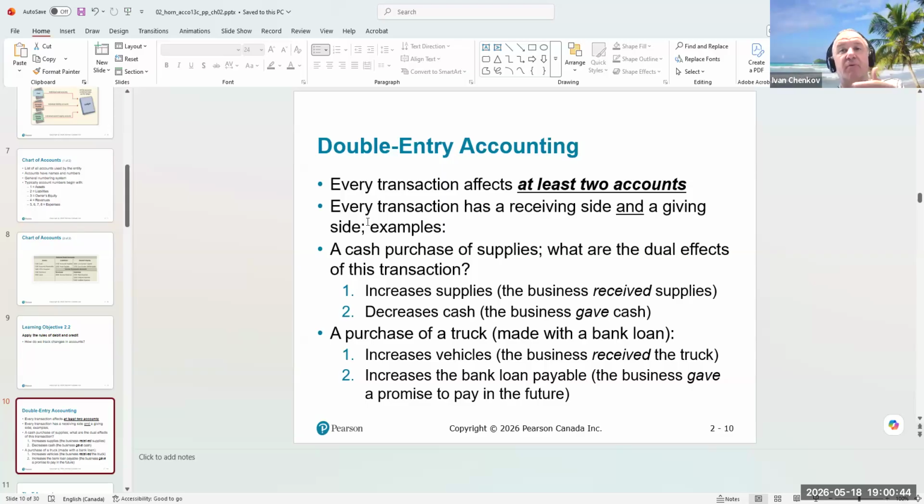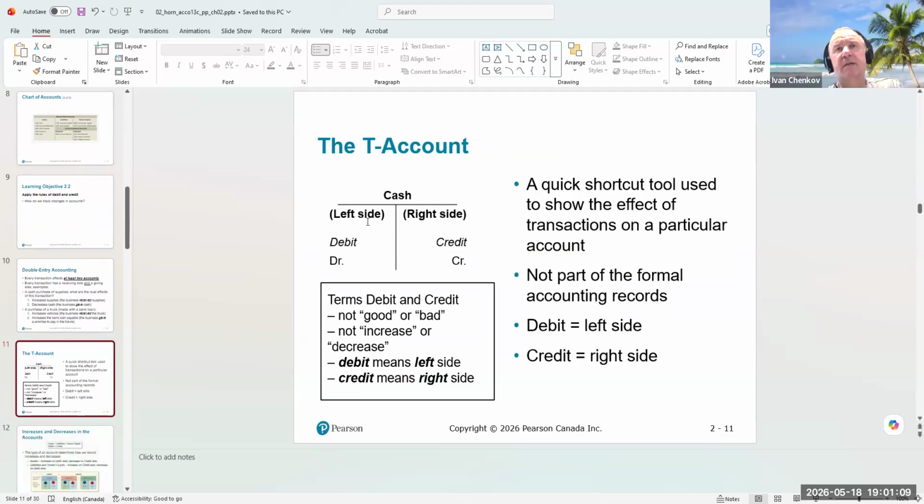Same thing with the truck. If we buy a truck, now we have two options. Either we pay right away, or we pay in the future. If we pay right away, we get the truck, and now the truck becomes part of the business. So the business account for the truck goes up. If we pay cash, cash goes down. But if we don't pay, then we have a liability that we have to pay later. So that's how we're going to differentiate it.